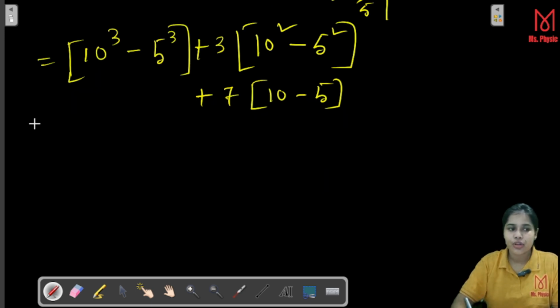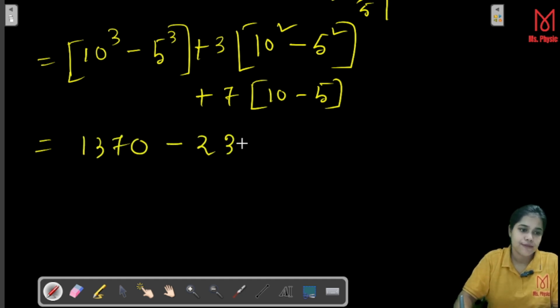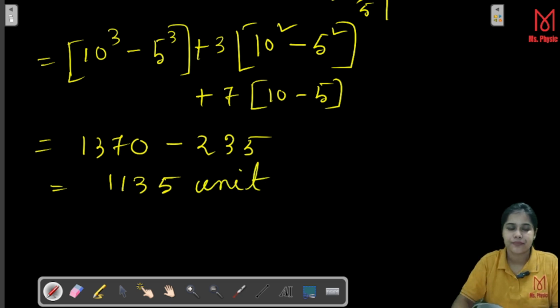Now if you put all the values in your calculator, the value would be 1370 minus 235, which is equal to 1135 units. Okay, so this is the answer.